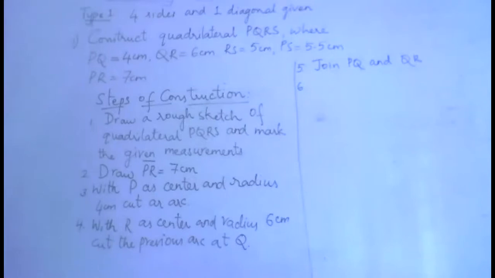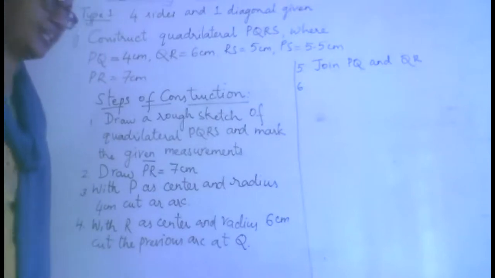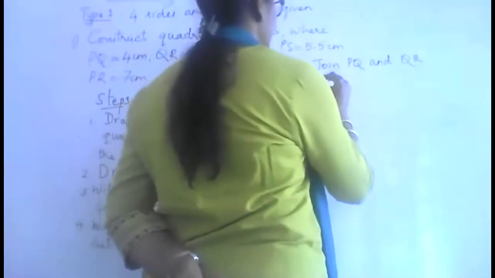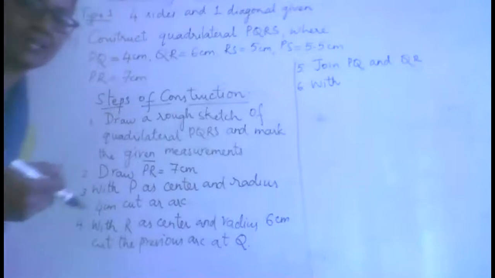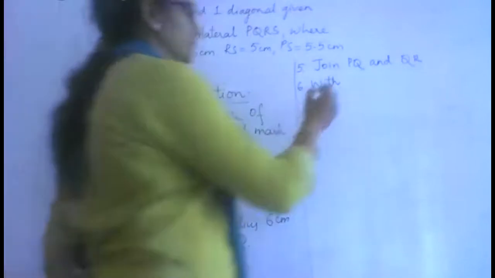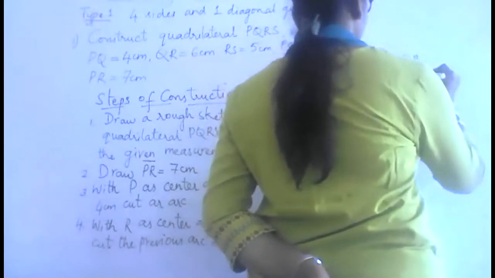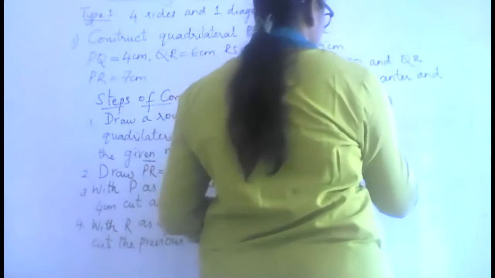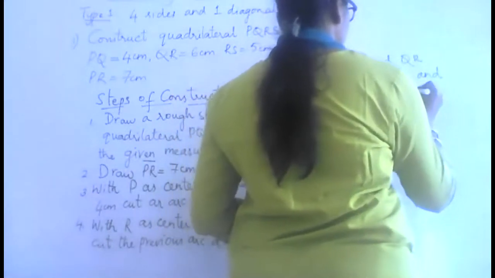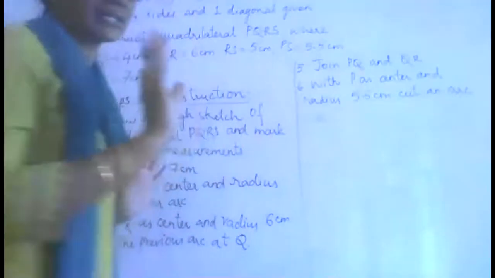I had to construct the second triangle. With P as center and radius 5.5 centimeters, cut an arc. Now you see you are able to get it. That's why I said only the first construction I will be writing. Now onwards you should be able to tell me. With P as center and radius 5.5 centimeters, cut an arc. That time you don't have a point of intersection, so simply you will say cut an arc.